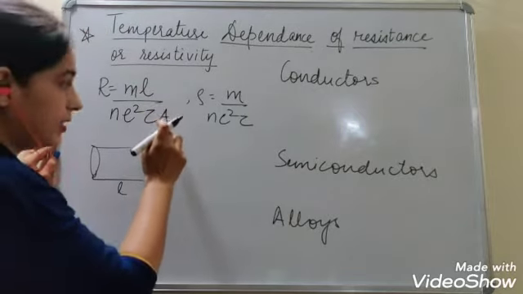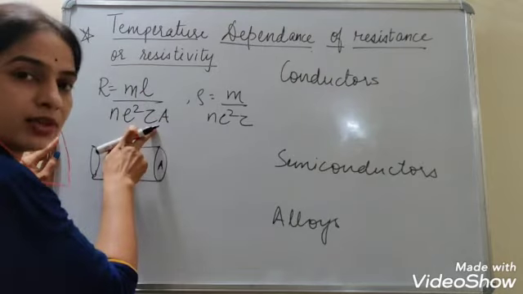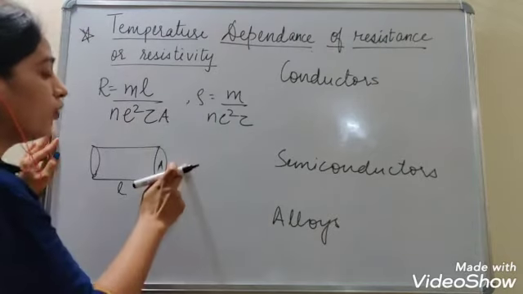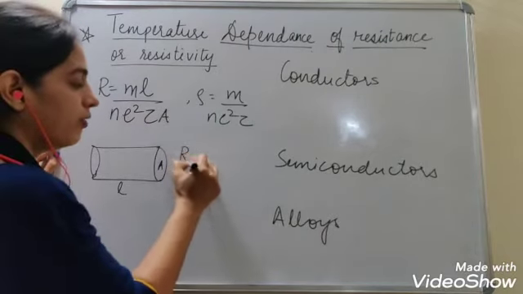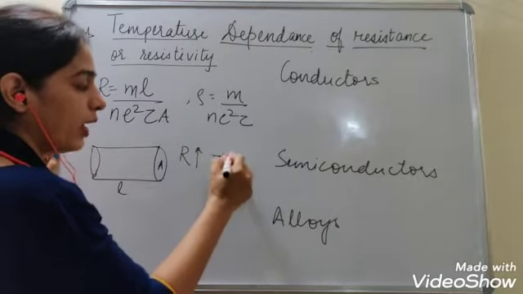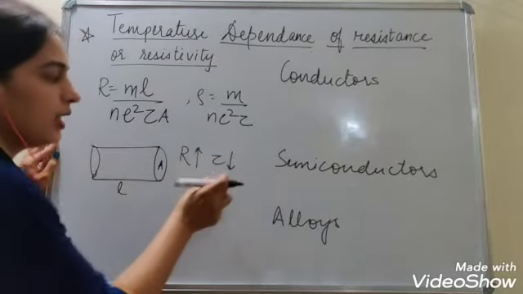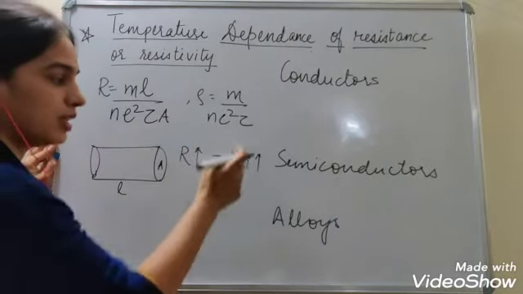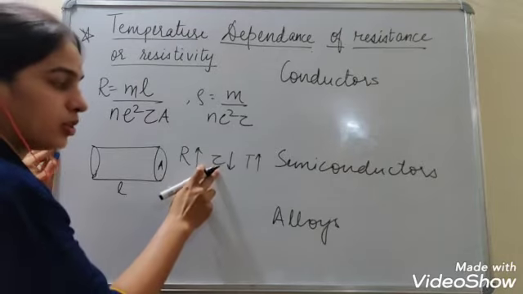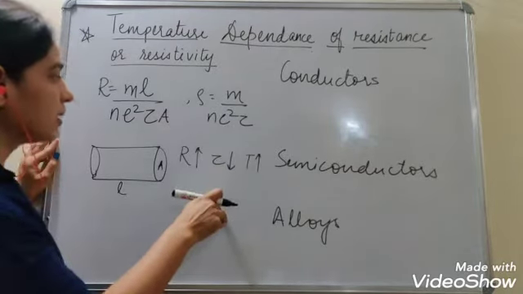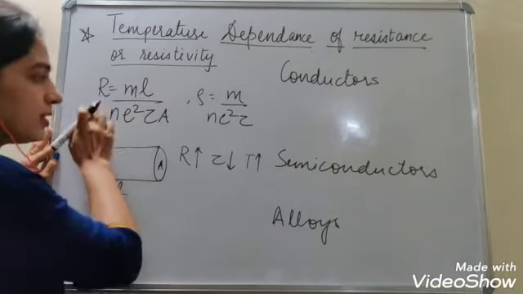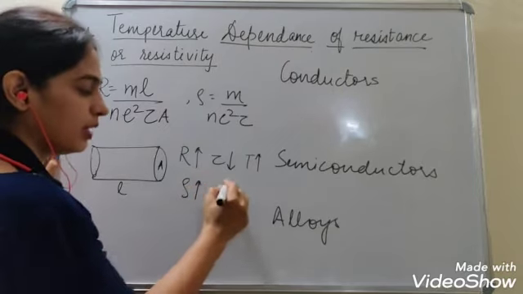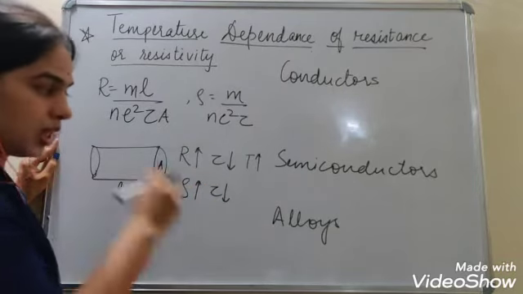When τ decreases, what will happen? Since R is inversely proportional to τ and ρ is also inversely proportional to τ, for conductors R will increase when τ decreases. When we increase the temperature, the relaxation time τ will decrease, and since τ decreases, R will increase. Similarly, resistivity will also increase because τ decreases.